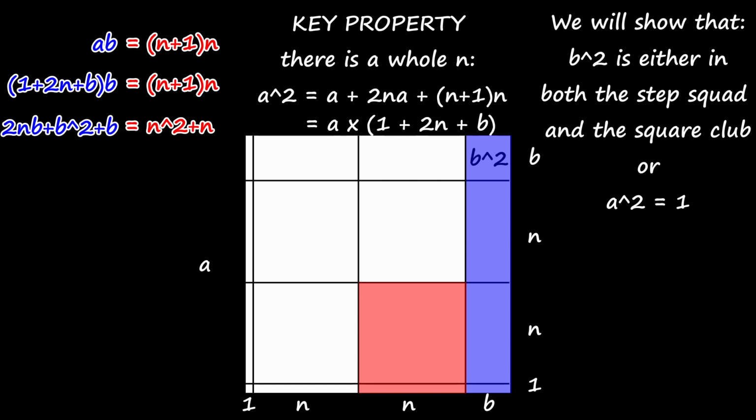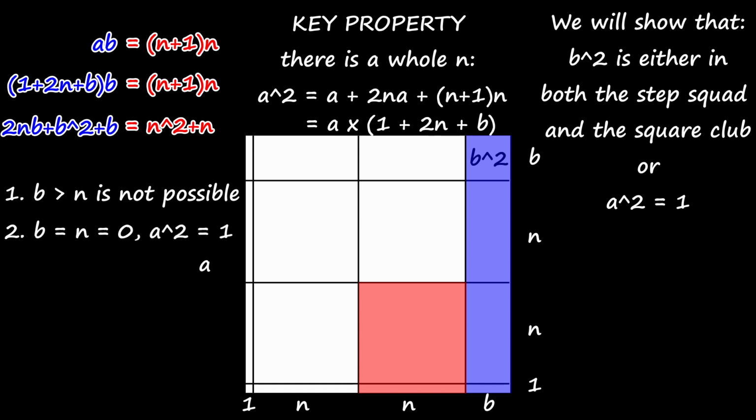Let's focus on how many times b may occur in n. I mean, we are going to really dissect this. First, b clearly cannot be bigger than n. Do you see it? Good. Second, if they are equal, then this is only possible if they are equal to 0. In such a case, we end up with the trivial case of a being 1. If b is smaller than n, then geometrically we see that it must be at least twice smaller. If it is precisely twice smaller, then b must be 1, and a squared is the next member of both the step squad and the square club, which is 36.